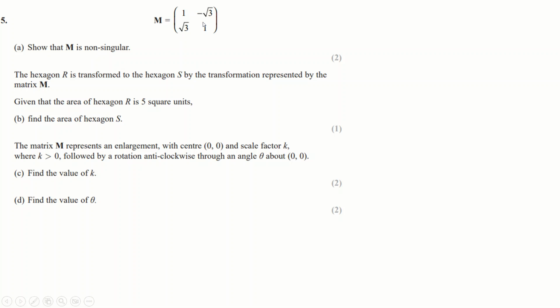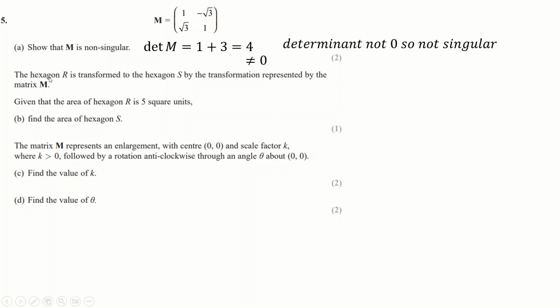5. Talking about matrix M. So non-singular. So we find the determinant. We just want to show that the determinant is 1 minus root 3 squared, which is plus 3, which is 4. That's not 0, so it's non-singular. So that's fine, and then we have hexagon transformed by M. All we need to know here is that when you multiply or when you scale a shape up by some matrix, it's the determinant of the matrix that is the area scale factor. So we have an area of 5, the area scale factor is 4, because that's the determinant of the matrix. 5 times 4 gives us a new area of 20, that's all we have to say.